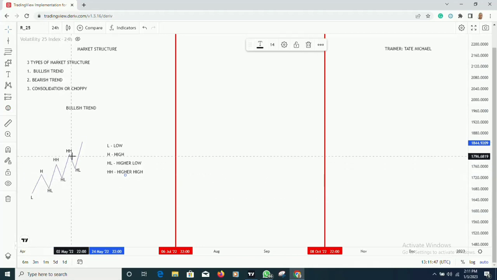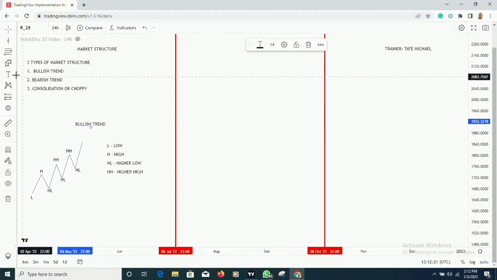And for a bullish trend, the higher low here is called the structural point. Here is the structural point. Here is a structural point. I will talk about the importance of structural points when I'm through with the other two. Please do well to watch to the end of this video so that you will understand the importance of structural points.